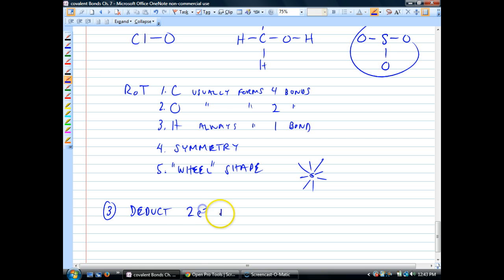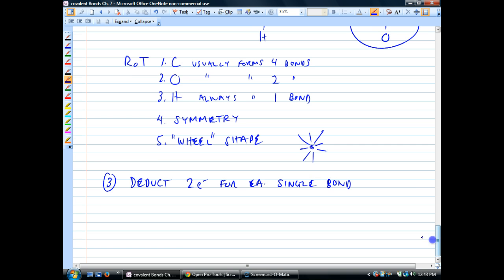Deduct 2 electrons for each single bond in the skeleton. So for the ClO- ion, we started off with 14. I had 1 bond in my skeleton, so I'm just going to subtract 2, because the bond is a pair of electrons. In other words, you've already used 2 of your valence electrons to make that bond between the atoms. You've used up 2, so you take 2 away. We're doing a little accounting process here, and that leaves us with 12 electrons.